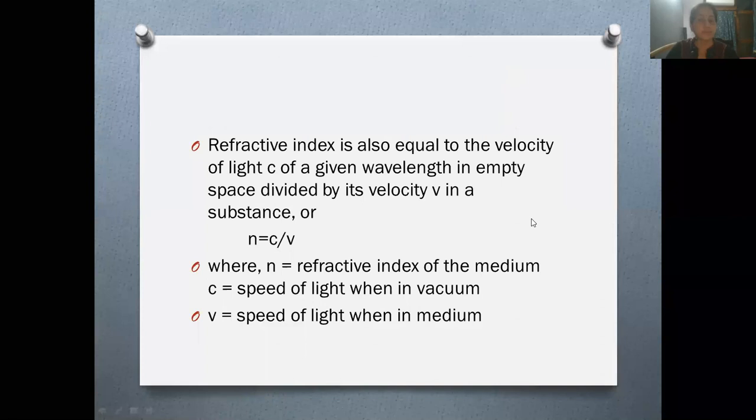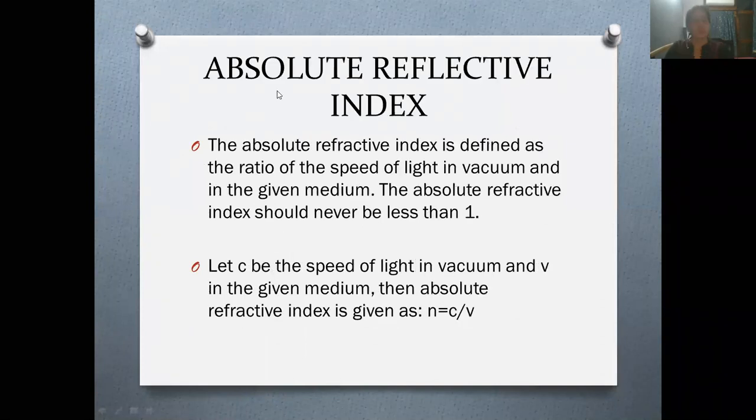Now, there are two forms of refractive index. One is absolute refractive index. The absolute refractive index is defined as the ratio of the speed of light in vacuum and in the given medium. Means this n is equal to c upon v, that we are studying.